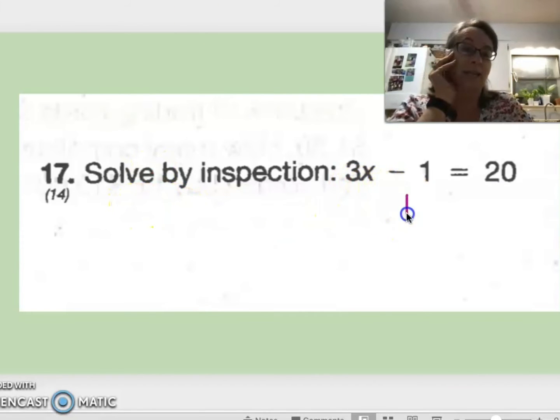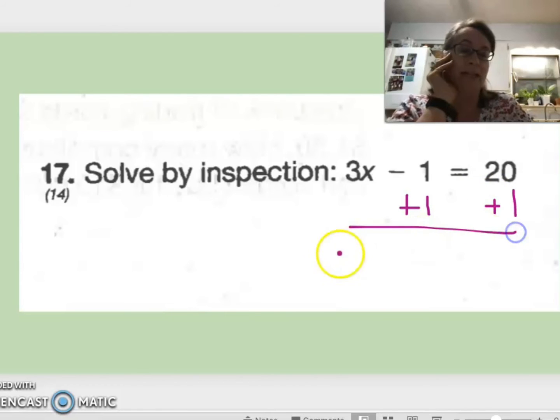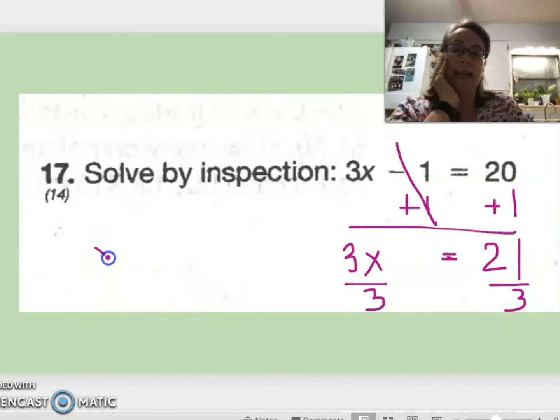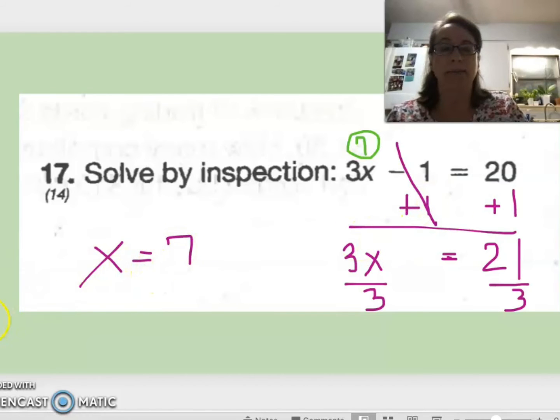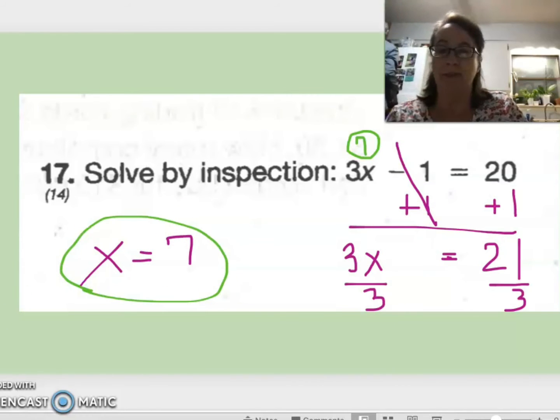So, solve by inspection is number 17. Now, I like to do these with algebra. So, I'm going to add 1 and add 1. And that's going to give me 3x. And -1 and +1 are going to cancel. And then over here, 20 plus 1 is 21. And then I'm going to divide by 3 and divide by 3, so that I get x equals 7. All right, so now let's check 7. Let's put 7 right here and check it. 3 times 7 is 21. Take away 1 equals 20. And that is what we wanted. So the answer is x is equal to 7.